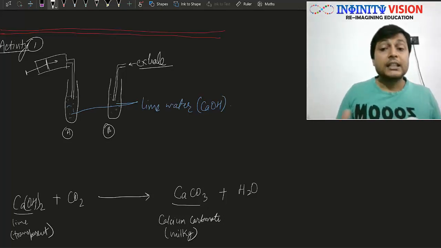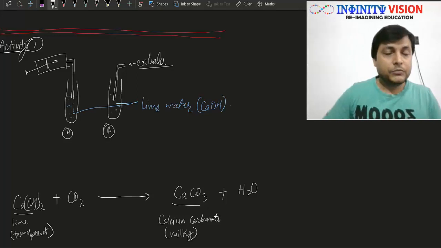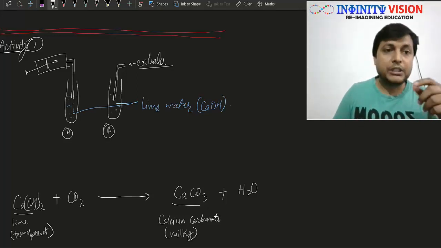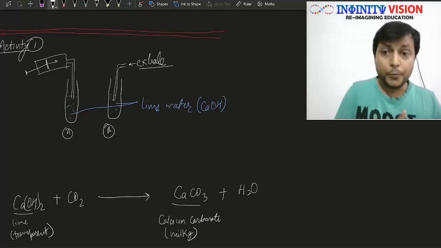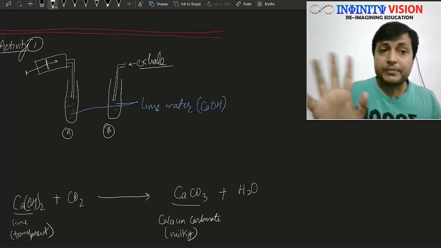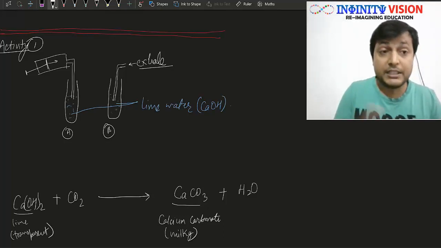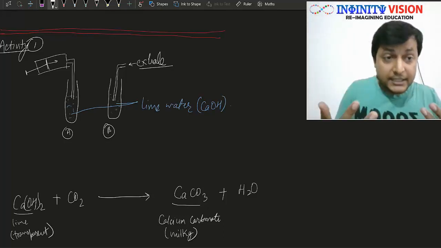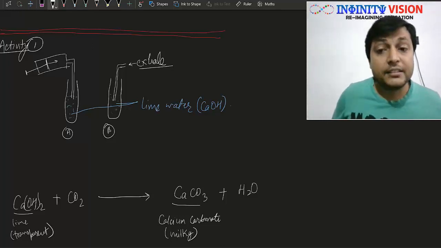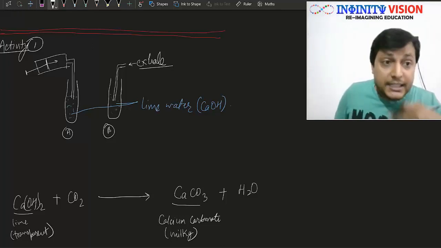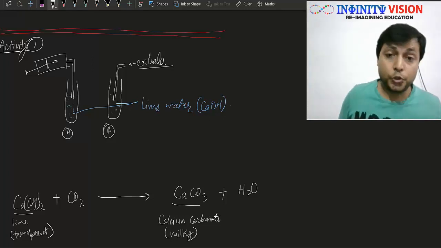What will you find? You will find that the solution in test tube B will immediately turn milky. But A will not. It will take some time. क्यों? क्योंकि मिल्की होने के लिए it requires a lot of CO2. Now that much CO2 is not present in atmospheric air. Therefore, it will take some time. But your exhaled air contains a relatively high concentration of CO2. So immediately this lime water will turn milky, and this shows that the exhaled air is rich in CO2.